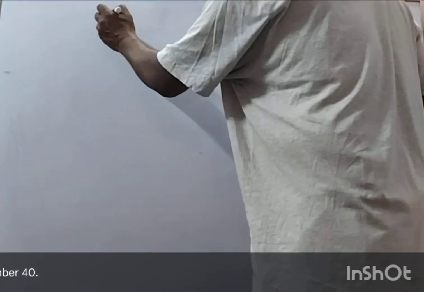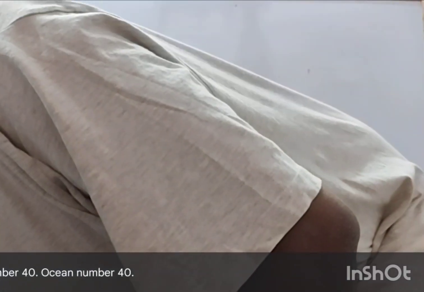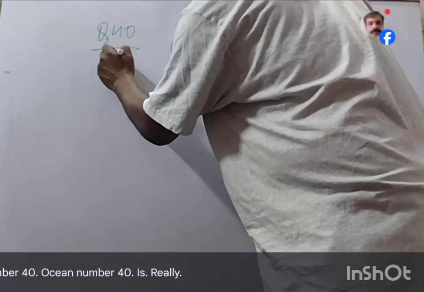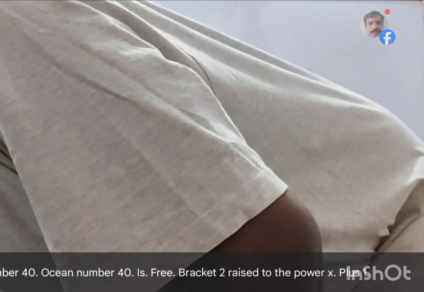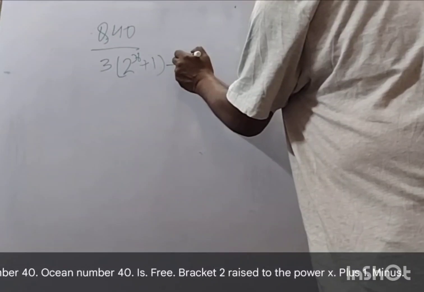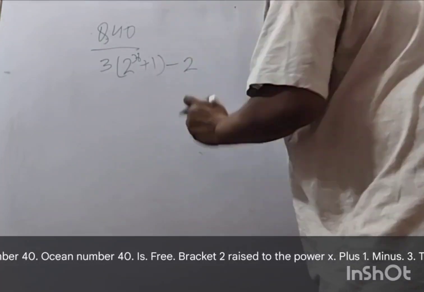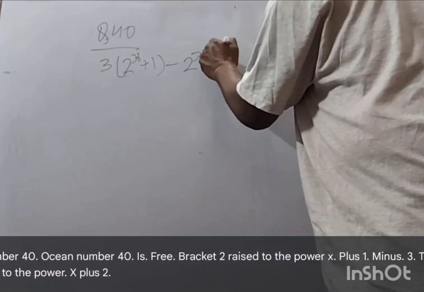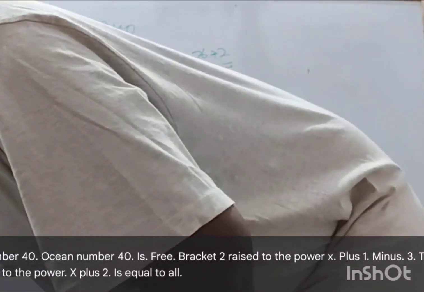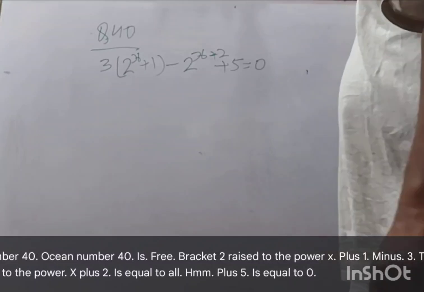You have 40 questions. Question number 40 is 3 bracket 2 raised to the power x plus 1 minus 3 into 2 raised to the power 2x plus 2, plus 5 is equal to 0. You get this?